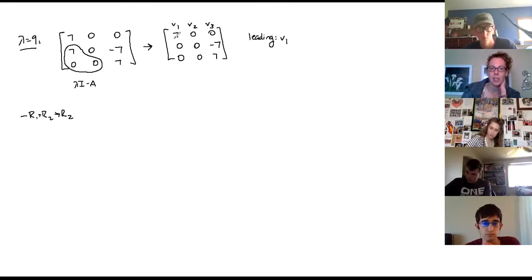So V1 is going to be a leading variable. The negative 7 goes with V3, right? So V3 is going to be a leading variable. And the positive 7 also goes with V3, so I don't have to write it down twice. And therefore, my free variable is V2.